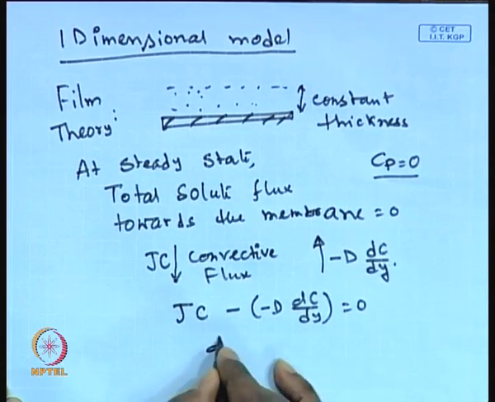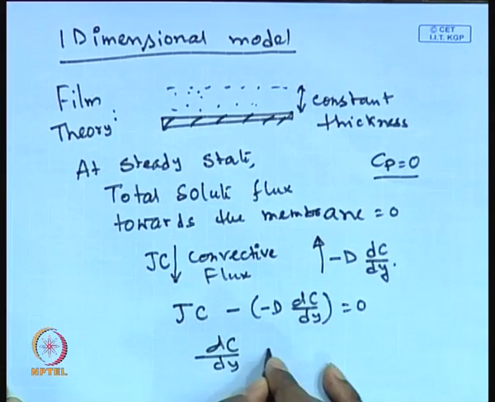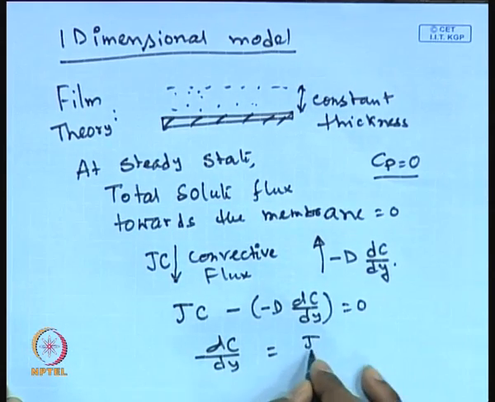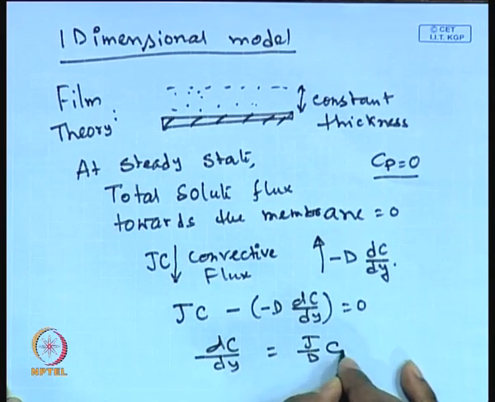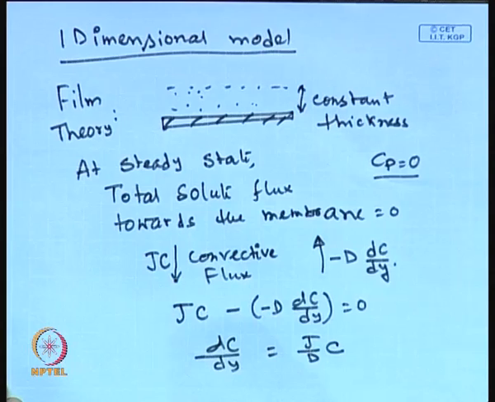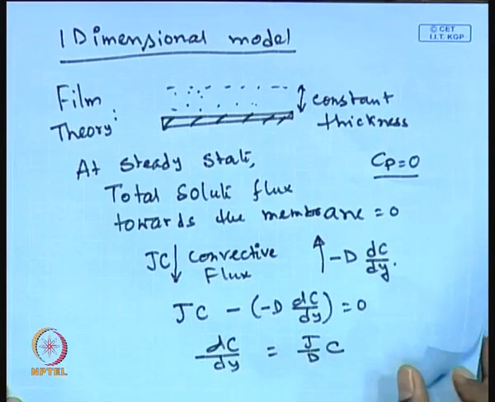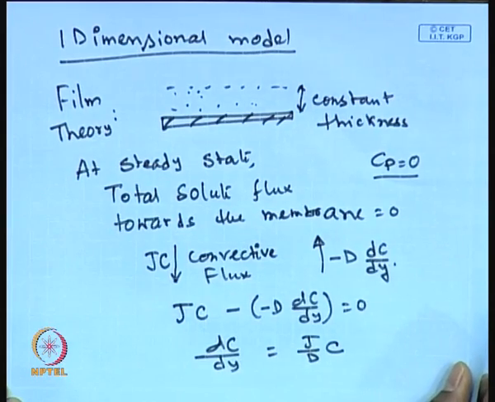So this becomes dC/dy will be nothing but J by D, C. Okay. Now you can rearrange these things, separate the variables, and integrate between the membrane surface and the bulk of the solution.